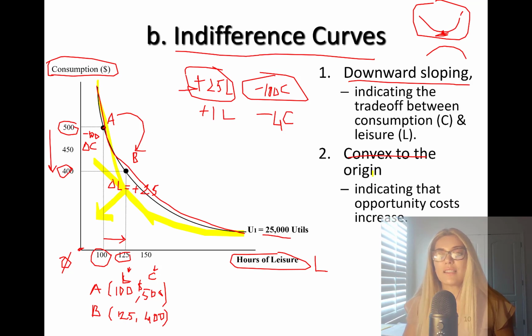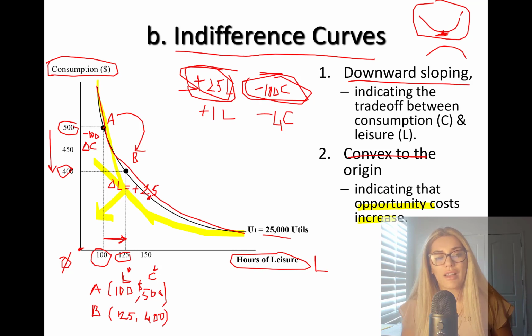All right, this indicates opportunity cost increase. Opportunity cost increase means, this is a microeconomics principles topic. Let me just explain in plain English terms. Let's say I want to increase my leisure from 100 to 125. To get 25 units of leisure, I gave up 100 units of consumption. Okay? That's a lot.